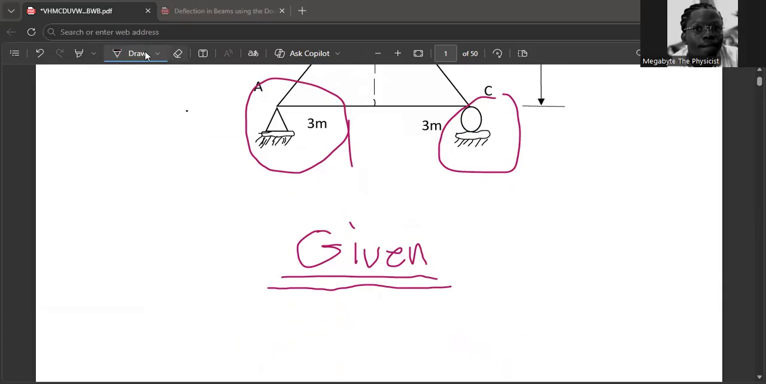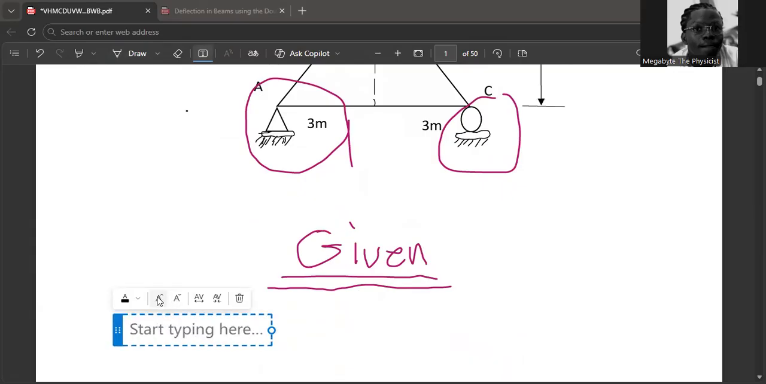So let's proceed with our first question. Our first question says that we should calculate the displacement at B. So let's calculate the displacement at B, and we don't know the answer, so let's put a question mark there.